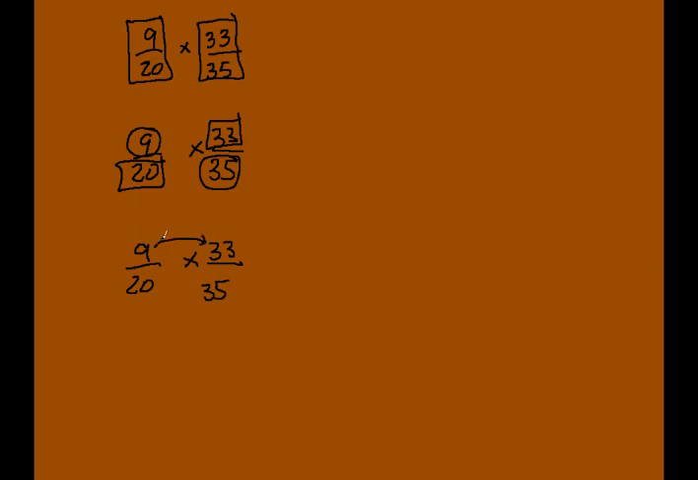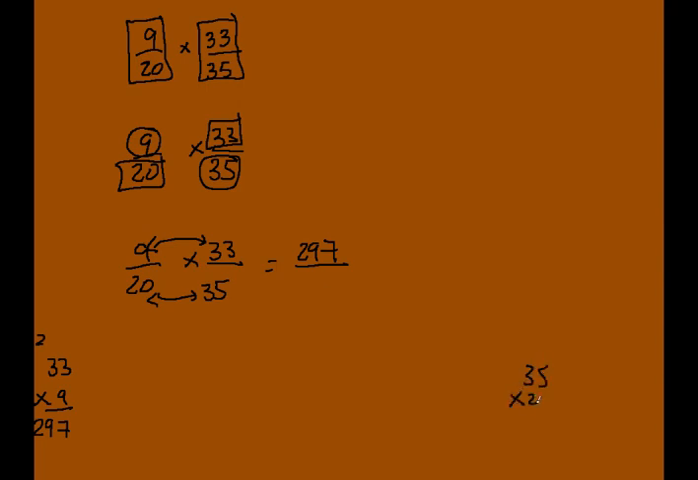Just multiply the top number of the top number and the bottom number of the bottom number. So you're going to go on the side and do 33 times 9. 9 times 3 is 27. Carry a 2. 9 times 3 is 27 plus 2 is 29. So you have 297. And then 20 times 35. So you go on the side.